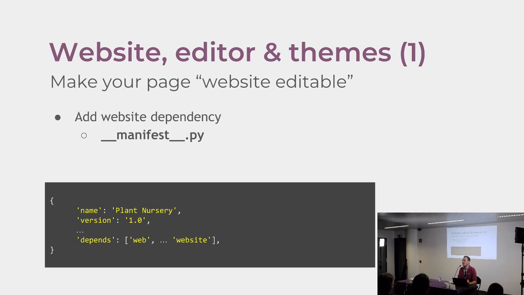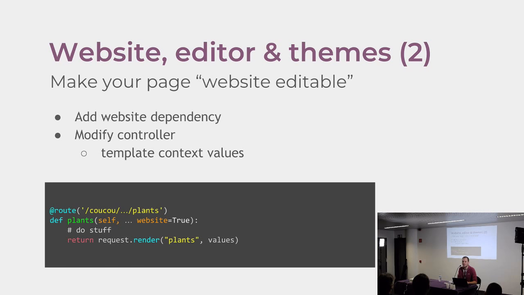To make it available on the website, you have to make your module depend on the website module. In the manifest file, you just have to add website as a dependency. So when you install your module, website will also be installed with all its dependencies. The second thing to do is modify the previous controller a little bit, just to have the key website equal true that you see there. So your page will be available on the website.